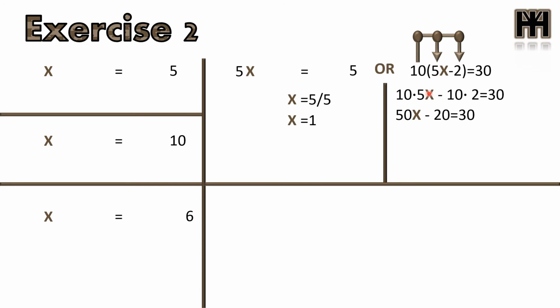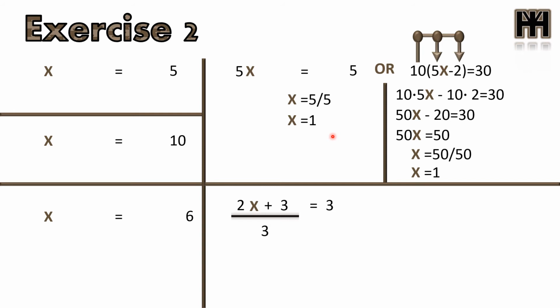So we have 10 times 5 is 50x, and 10 times negative 2 is negative 20. So we have 50x minus 20 equals 30. Let's send the 20 to the other side. So we have 30 plus 20, which will be 50. So 50x equals 50. Let's send the 50 outside by dividing, so x equals 50 over 50. So x is equal to 1. You can solve it by the two ways, but I prefer the first way. It's better for me.